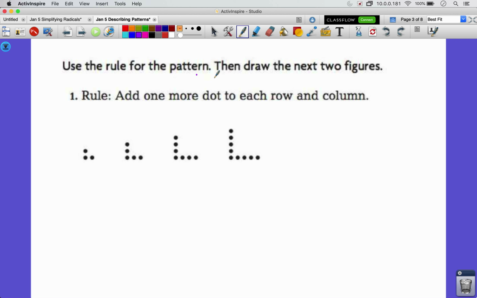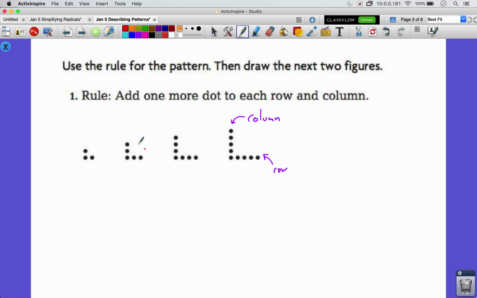One is often our rules, especially with dot patterns, will refer to rows and columns, so we need to know what's the difference between a row and a column. So this here is a column. Columns go up and down. And the way we can remember that is that columns hold up buildings. So this looks like it is the column of a building, like a post holding up a building. And then this right here is a row. Rows go across.